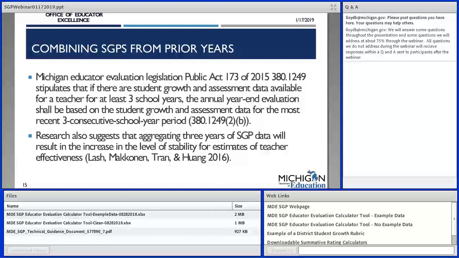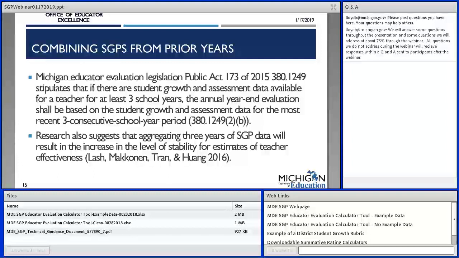So for the evaluations that are due in June of 2019, the most recent consecutive 3-year period would be the M-STEP scores from spring of 2018, 2017, and 2016. So using the MDE policy recommendations, districts would aggregate the most recent 3-year period, which would be the M-STEP scores from spring of 2016, 17, and 18.